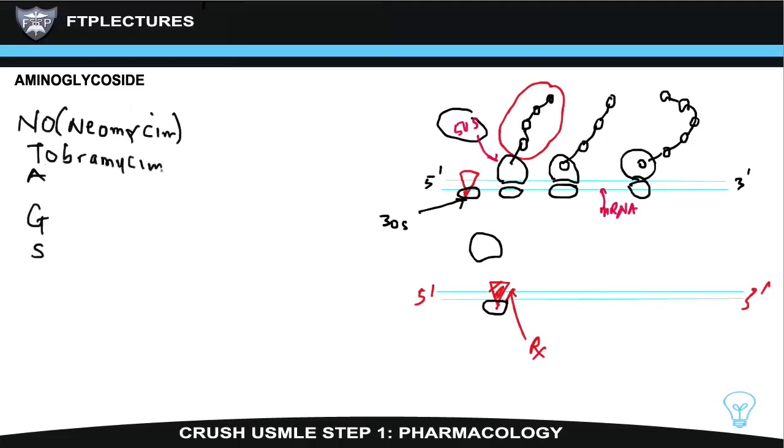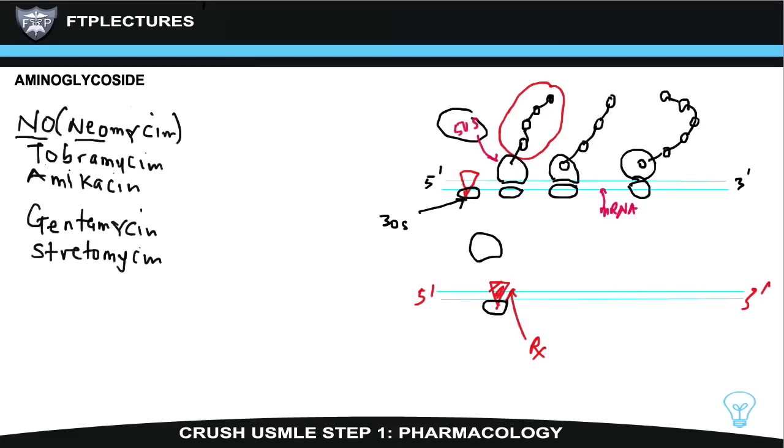Tobramycin, amikacin, gentamicin, and streptomycin. Wow, no tags. See, the "no" is almost like a nil, so that's how I remember it. No tags, okay? So these aminoglycosides, they have the no tags antibiotics. That's how I keep them in my mind.